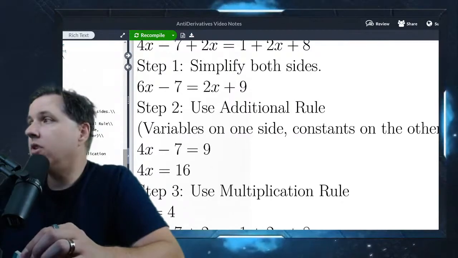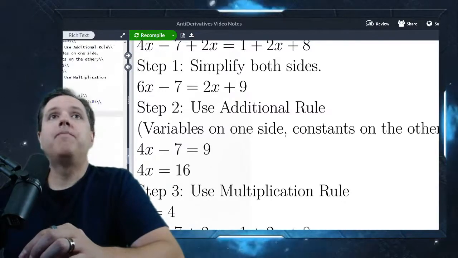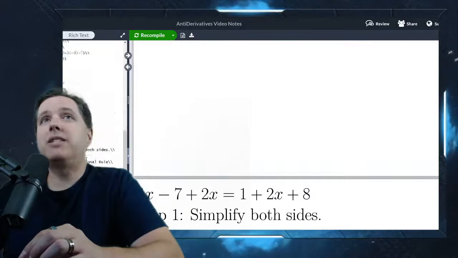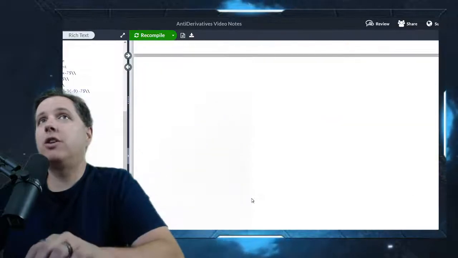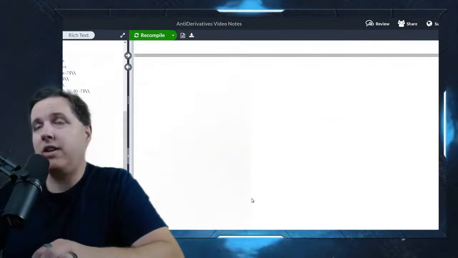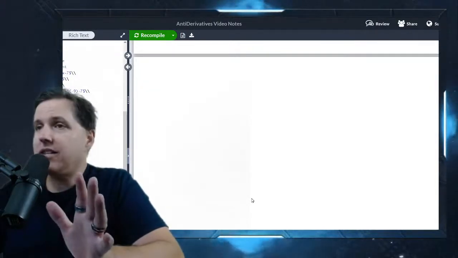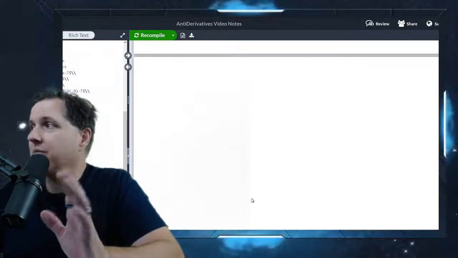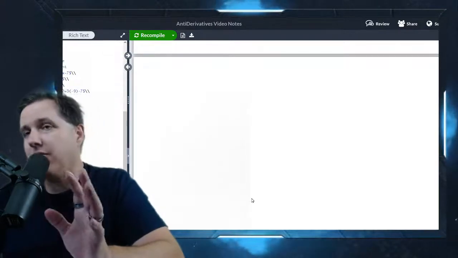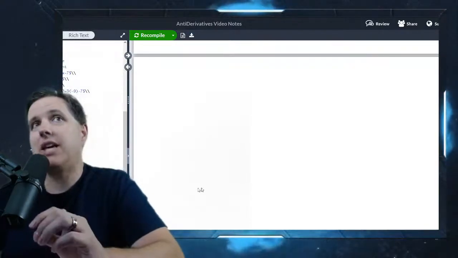Okay, so that's the basics for solving those linear equations. You're going to be doing this all the time, even in advanced algebra, calculus, all those classes, statistics. You're going to be adding the same thing to both sides of an equation. You're going to be dividing both sides of the equation by the same thing. That happens all the time.